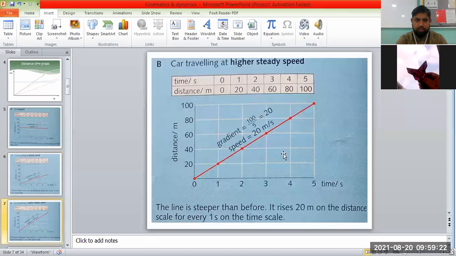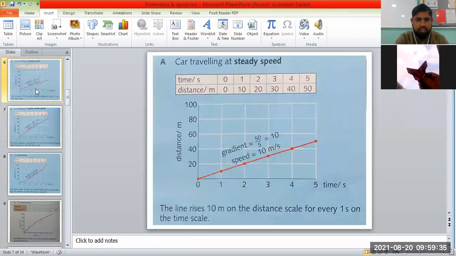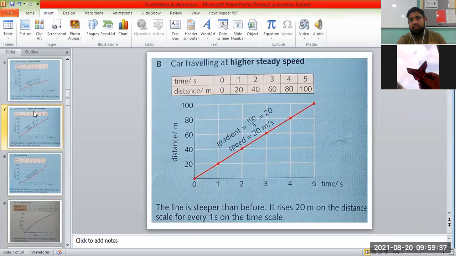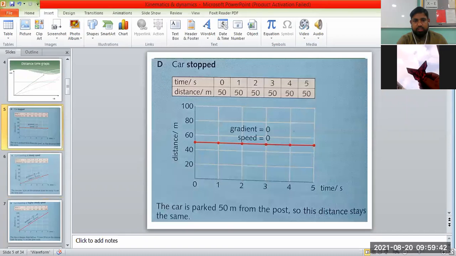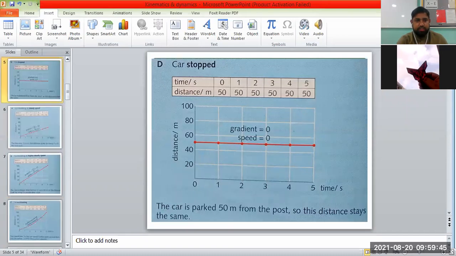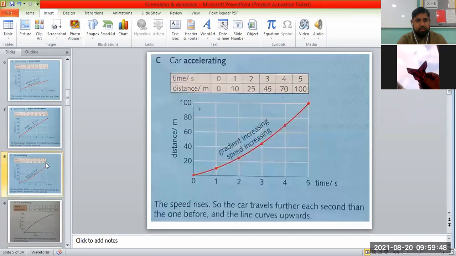Yes, sir. In this case, the object is covering more distance in the given time, so the object is moving at a higher speed. But in both cases, speed is constant because we have a straight inclined line. And in this graph, the speed of the object is zero, or the object is stationary. So let's come to this graph. What does this graph show? It does not show a straight inclined line. It shows a curve and the gradient of the graph is increasing.